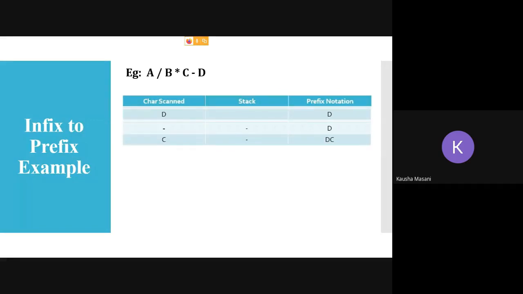D remains as it is. Third iteration, C got scanned. Okay. So C is an operand. So according to our rule, C will be placed in my prefix notation. So D and C there.